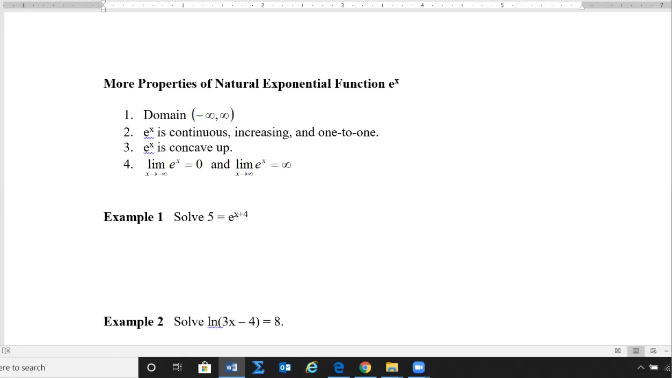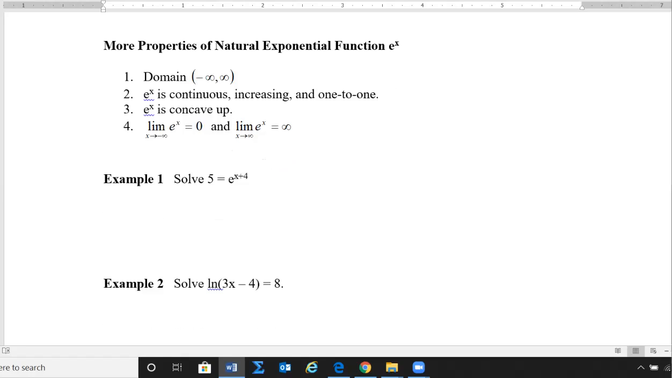E to the x is concave up. That's not obvious. Okay, it's not obvious unless we found a couple derivatives, but we're going to go with that for now. Concave up. And if we know the natural log looks like this, then the inverse must reflect over that line y equals x. So you can see the concavity in here, that's concave up.